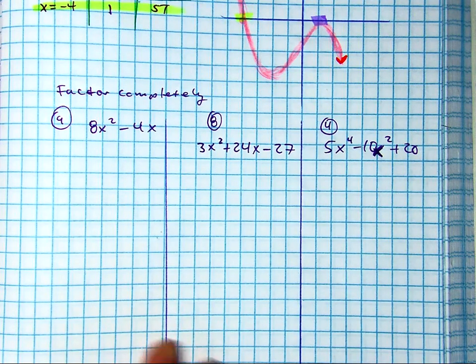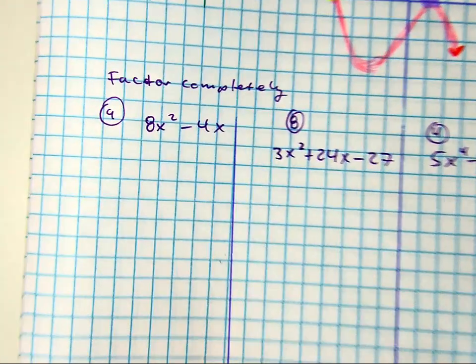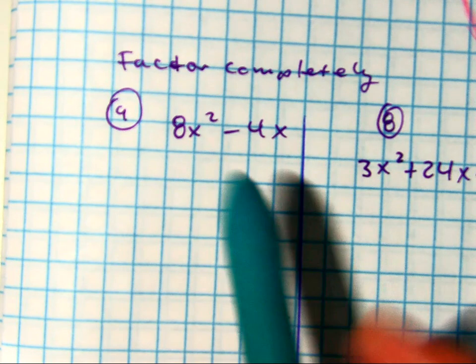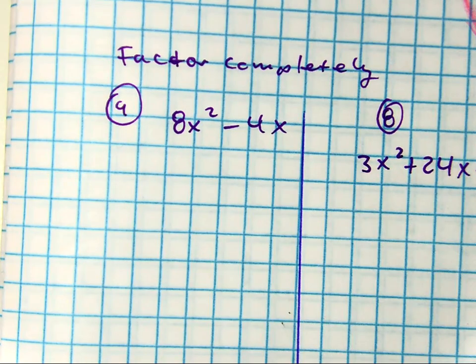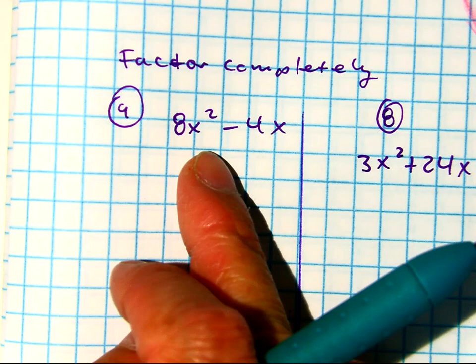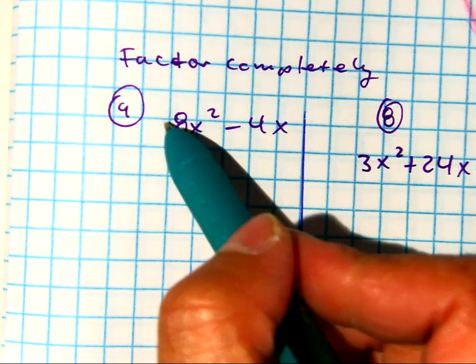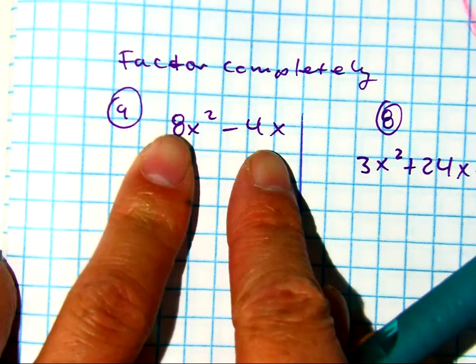Let's start with question number 9. Count the number of terms. Ready, set, go. What type of polynomial is this called? Okay. This is a binomial. It's not a difference of squares because I can't take the square root of both of these.